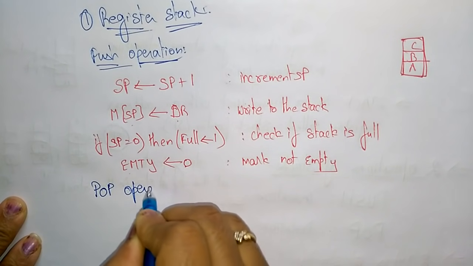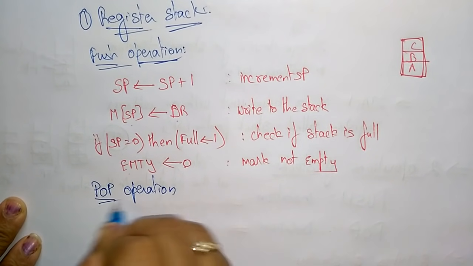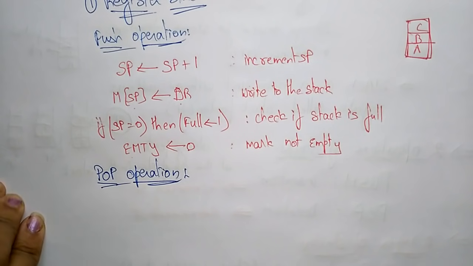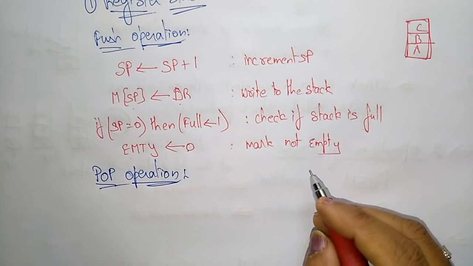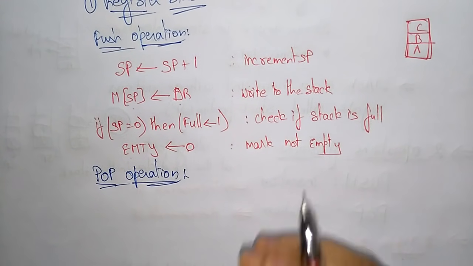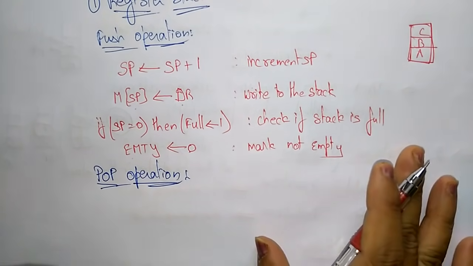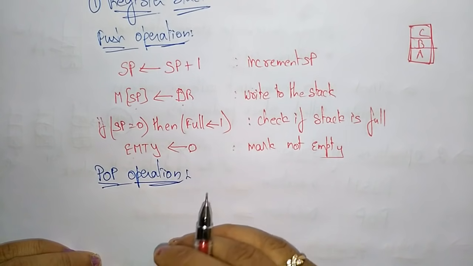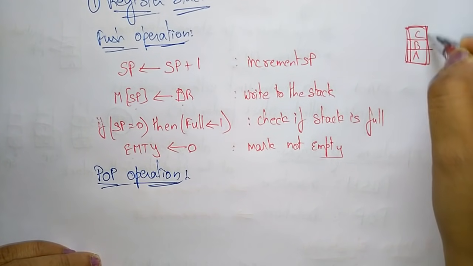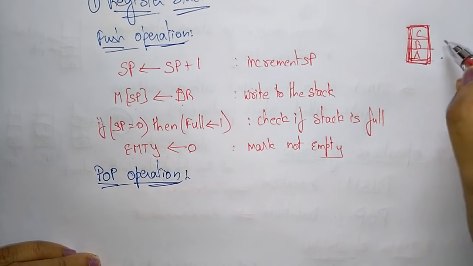Pop operation. So what are the steps in pop? If the stack is not empty, meaning empty should be zero, only then you perform the operation. Now the stack is full, and you have to perform the pop operation on this stack. It indicates empty is zero.